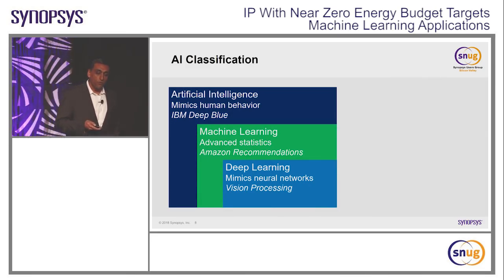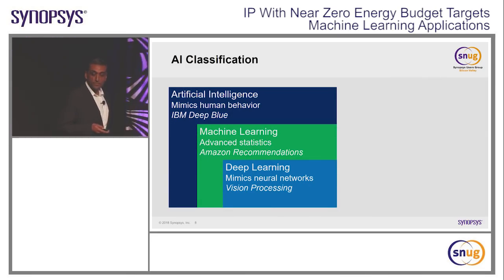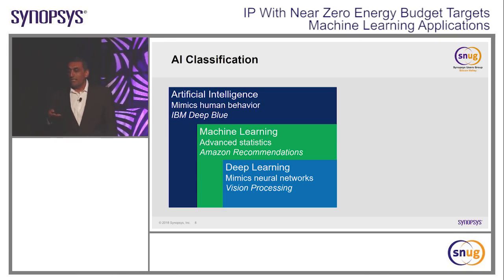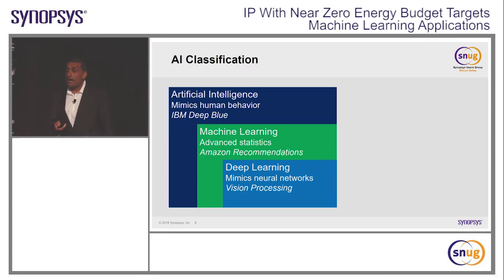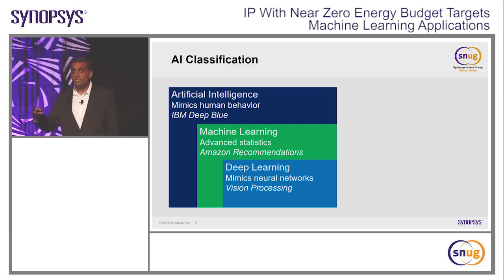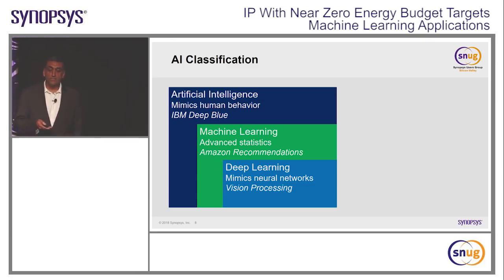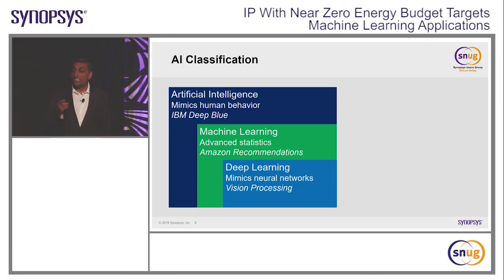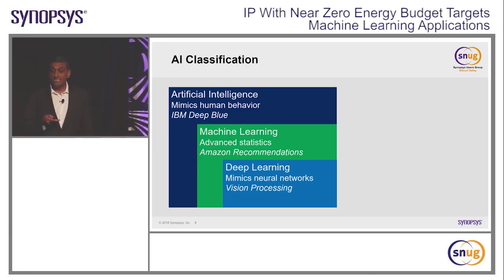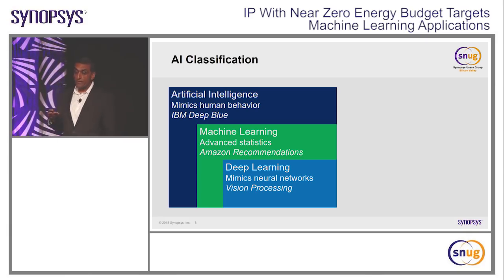In order to tackle the problem, there's a classification that's happening in artificial intelligence. The first chips that came out, an example was IBM's chess game. This was Deep Blue. Artificial intelligence mimics human behavior. Machine learning uses data and algorithms to progressively improve performance on a specific task, such as facial recognition. Deep learning mimics the neural networks in our brain.